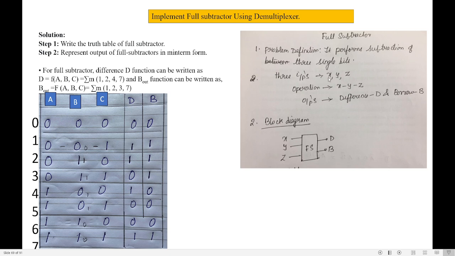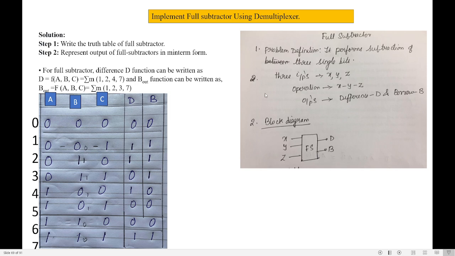It means it can subtract x minus y minus z. It can subtract three numbers, a minus b minus c, or x minus y minus z, or l minus m minus s. So its operation is to do subtraction of three single bit numbers. The input is three numbers, the operation is x minus y minus z, and the outputs for a subtractor are difference and borrow. Difference between x minus y minus z, and if there is a borrow generated, borrow will be the output. So three inputs, two outputs for a full subtractor.